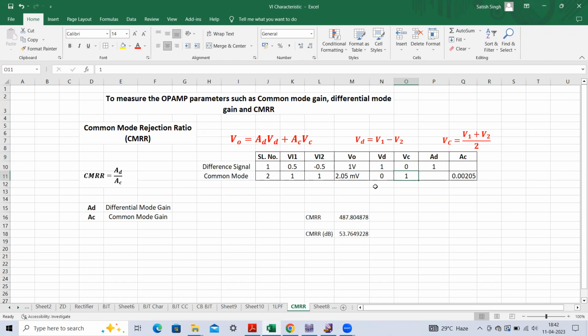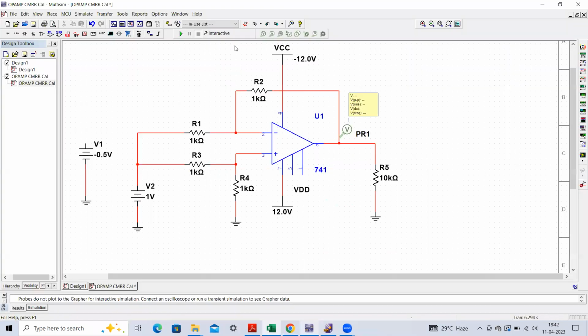Please observe that when we applied the difference signal, at that time this common mode signal was 0. When we applied the common mode signal, this difference signal was 0. That we have to ensure first, then you can execute the circuit. Once you execute this circuit, you will be able to see what the output is. This output is coming out as 2.05 millivolt.